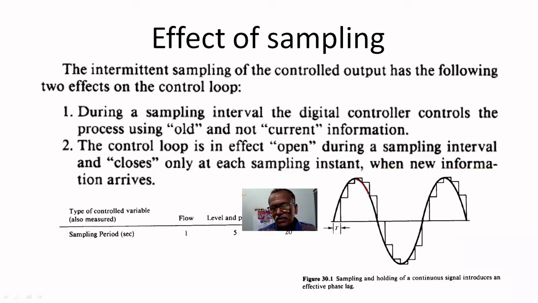Here, this is the continuous output, but the sampled output comes after some time. Here also you can notice that the sampled value comes after some time. That's why the entire output is shifted to the right. That's why there is a delay. Dead time is introduced by the sampling period.